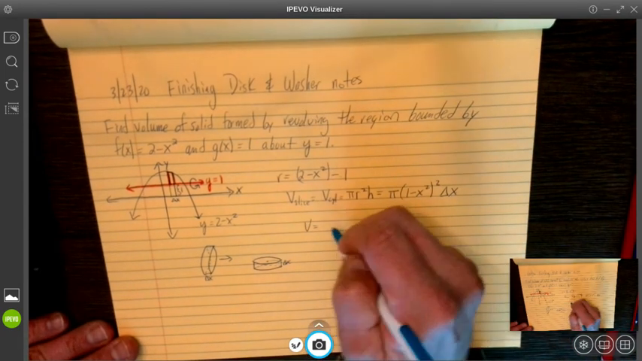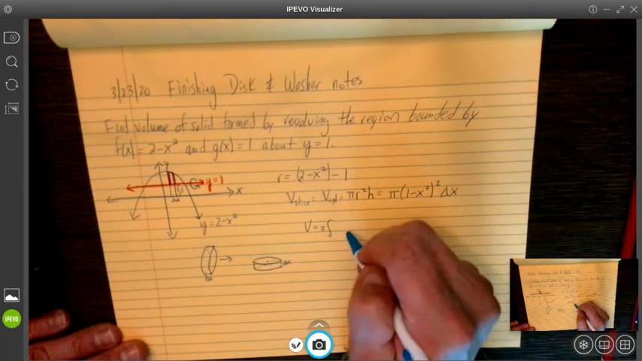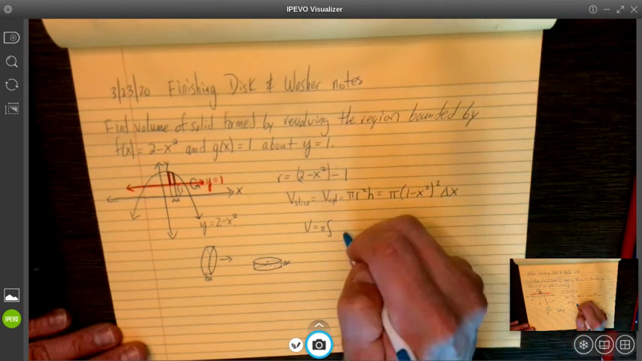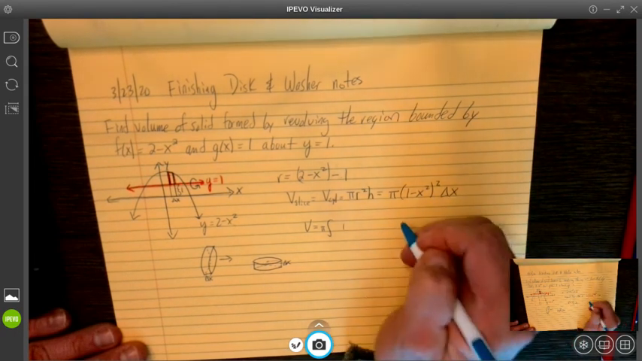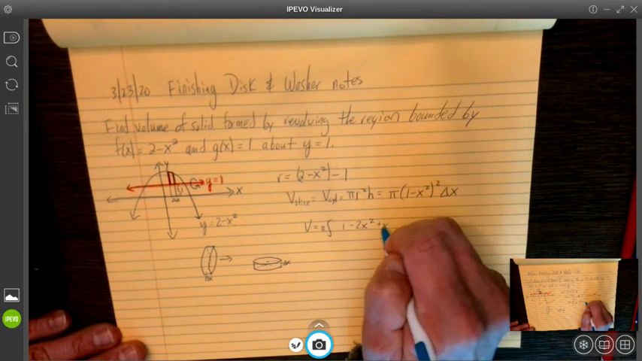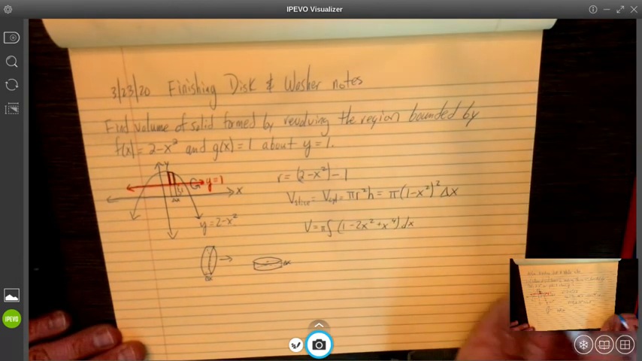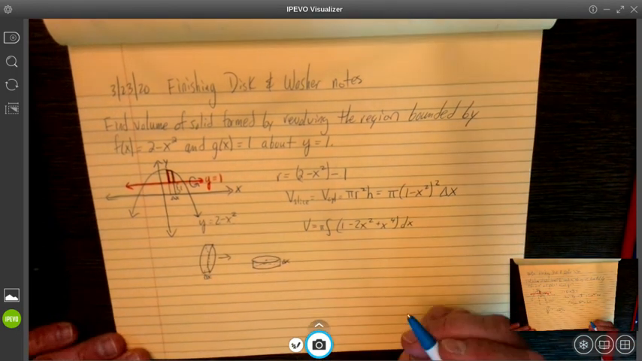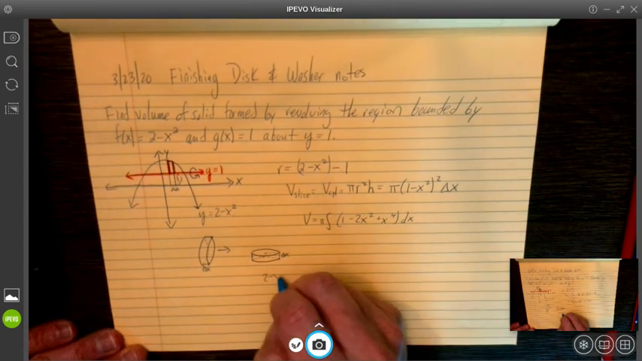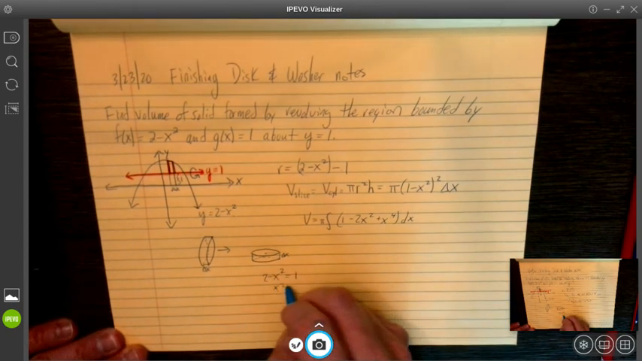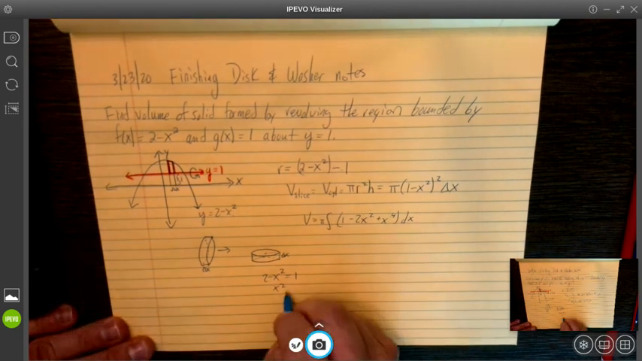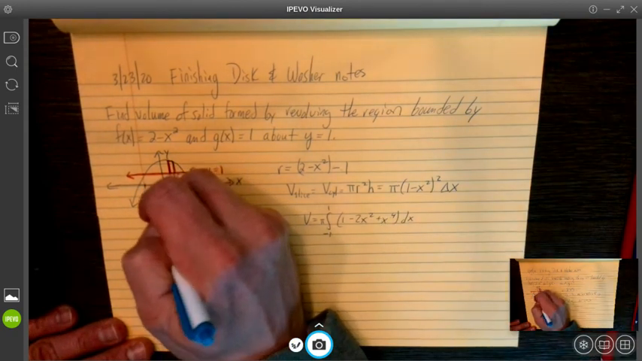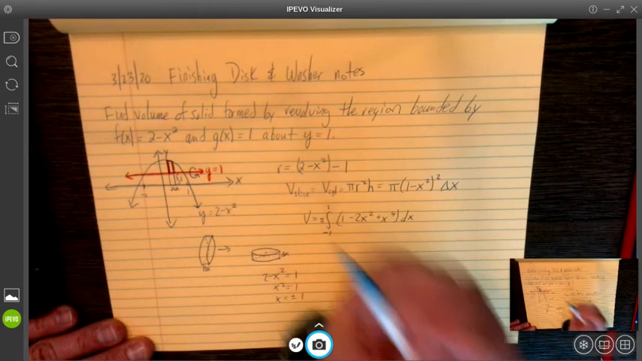Now if I want the total volume, I'm going to integrate from some x to some other x of 1 minus x squared, squared. Well, I'm just going to distribute that out. There's no reason to try anything fancy integration-wise here. And that's what I'm going to be looking at. Now I just got to figure out, when does 2 minus x squared equal 1? Again, not too bad there. 2 minus x squared will equal 1 when x squared is equal to 1. So x is going to be plus or minus 1.